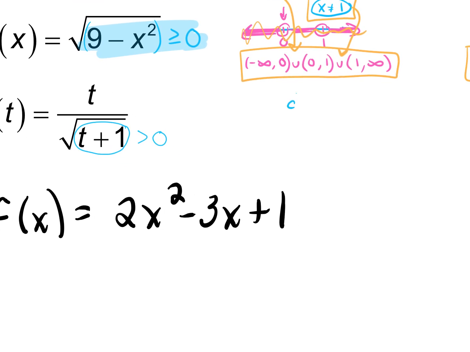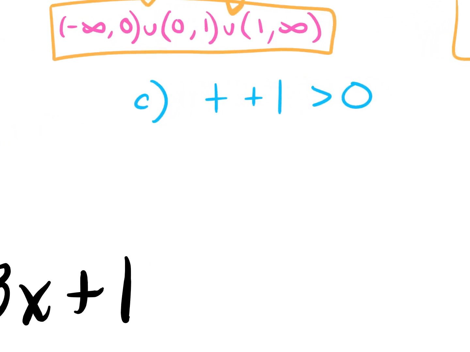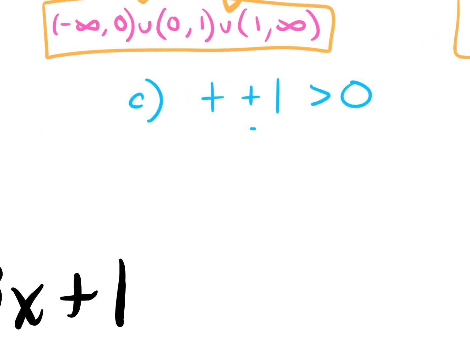So I'm going to do it over here. All I care about is what's under the radical. I ignore the rest of the equation. So I have t plus 1 is greater than 0. How would I solve for t? Subtract the 1 to move it to the other side. So t is greater than -1.